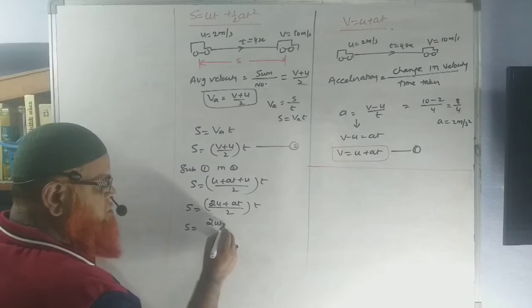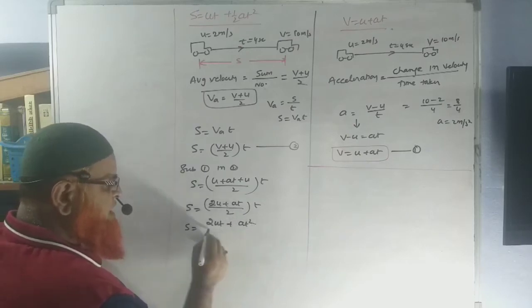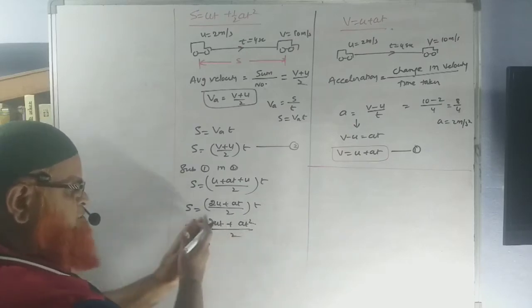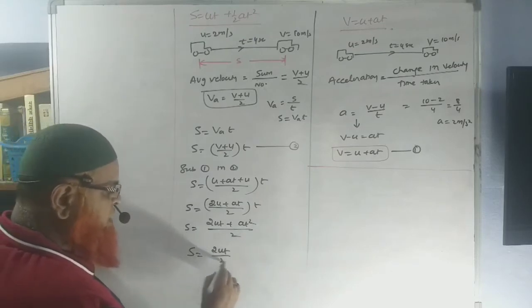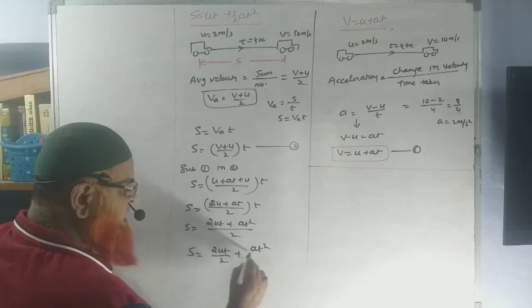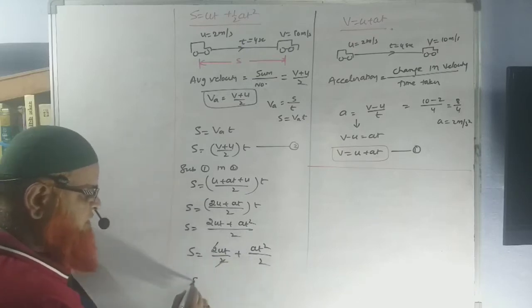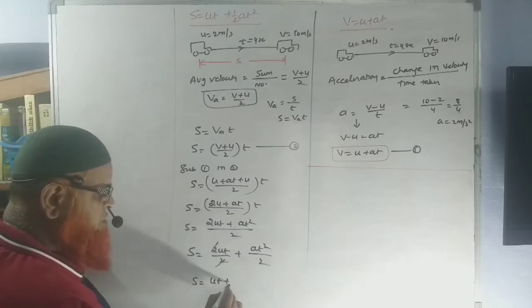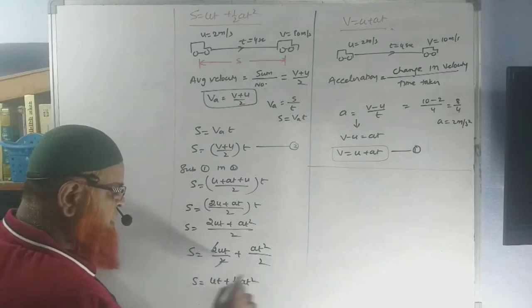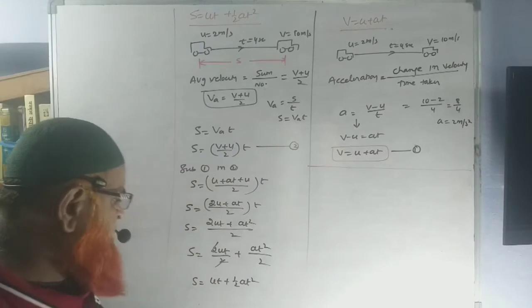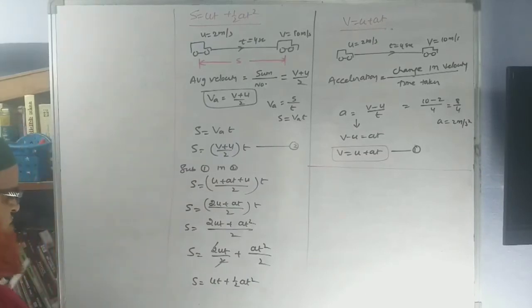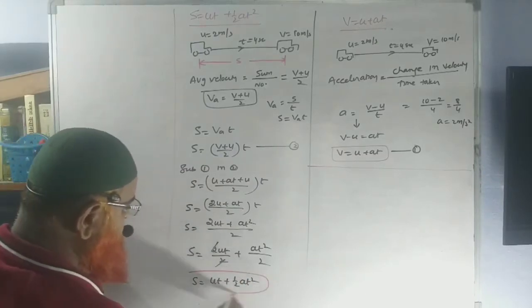You'll write 2ut plus at square, whole divided by 2. Now you just partially divide these two terms. So you can write this as 2ut by 2 plus at square by 2. 2 gets cancelled. Finally you are getting s is equal to ut plus half at square. So this is going to be the second equation of motion we can write here. Let me write second equation of motion.